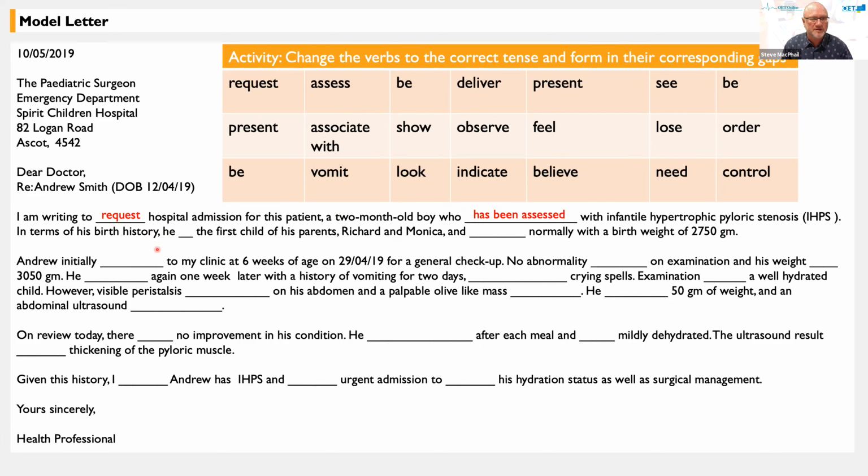In terms of his birth history, he, what? Someone's already written it. He, so we've got this word, we got our be verb, sorry, the be verb, everyone. Thank you, Cho. He is the first child of his parents. And that's not past tense because he still is. If you use was, then maybe he hasn't had a good outcome. So is important. He is the first child of his parents, Richard and Monica. We use commas here. And something normally.